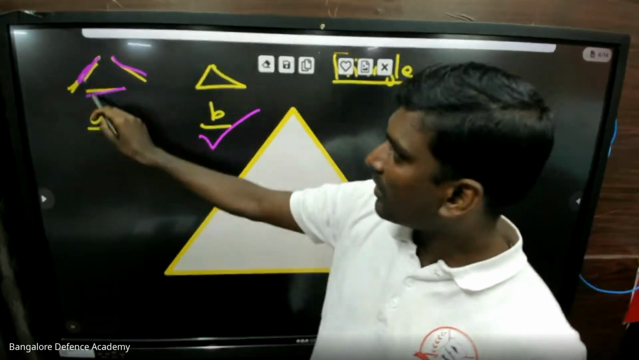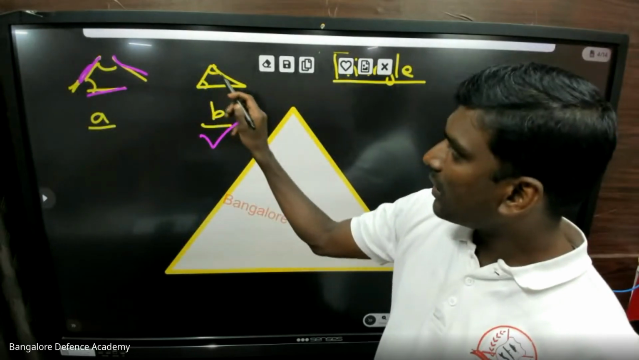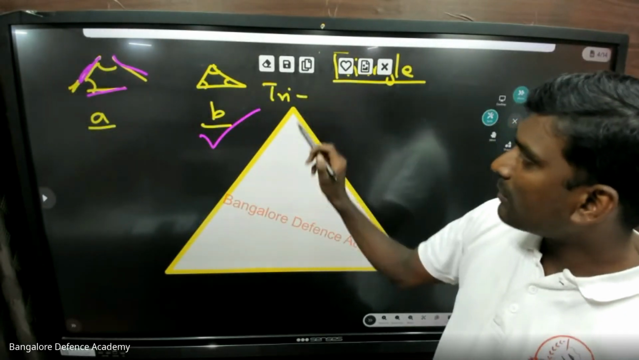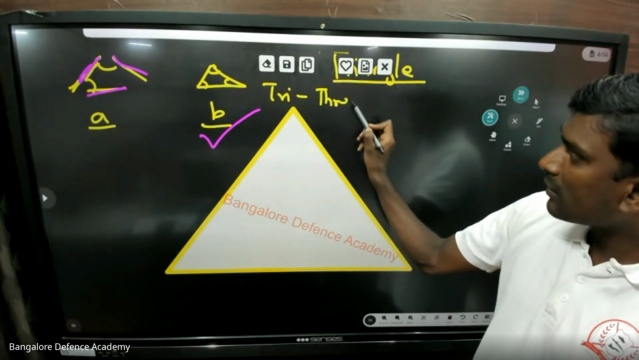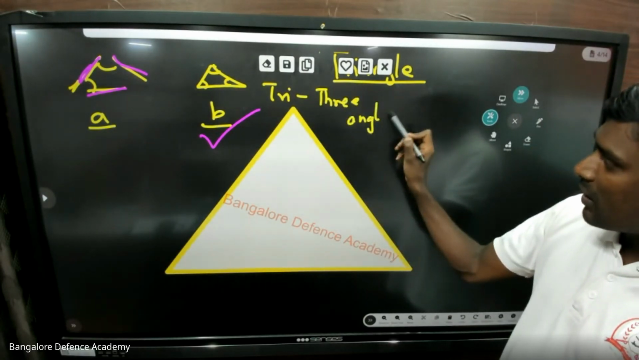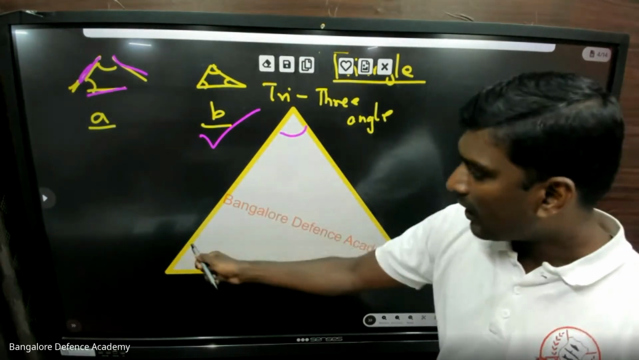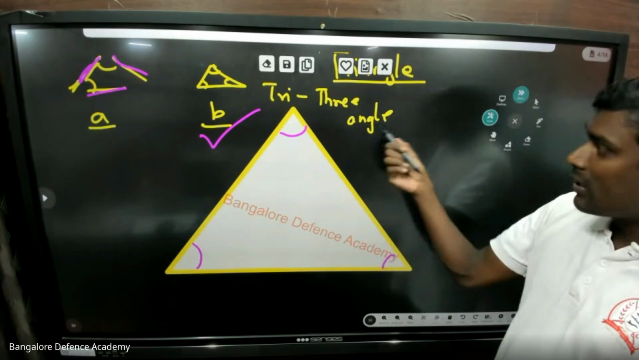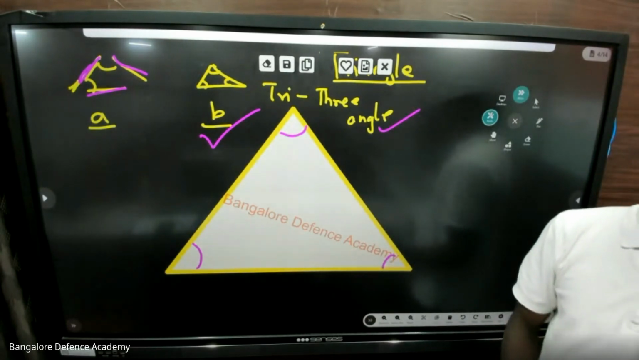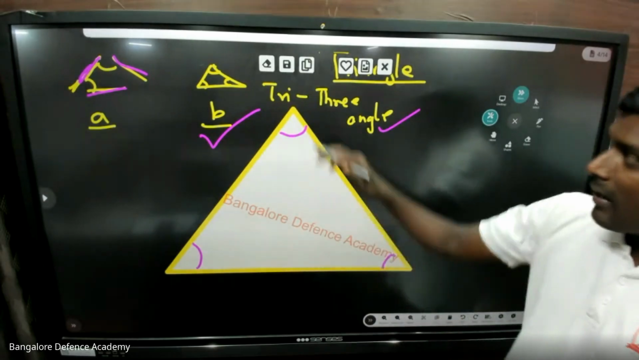Okay, and it is not making an angle. But here you have three angles. So tri means what? Three. Okay, three angles. A figure which makes angle 1, angle 2, angle 3 is called a triangle. It is called what? Triangle. And now we have varieties of triangle.